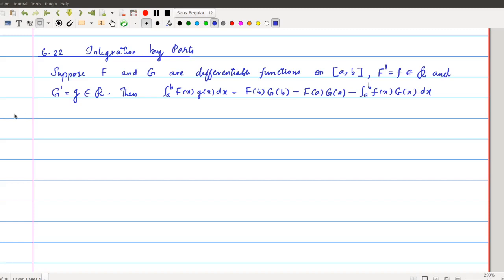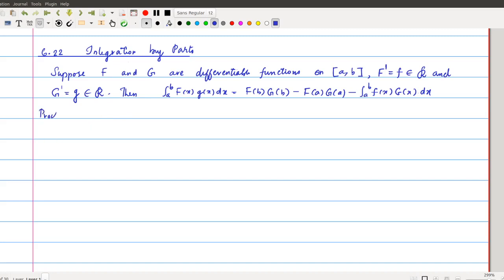This is the integration by parts. We have used this formula on several occasions in your +2 classes. We prove this formula here.